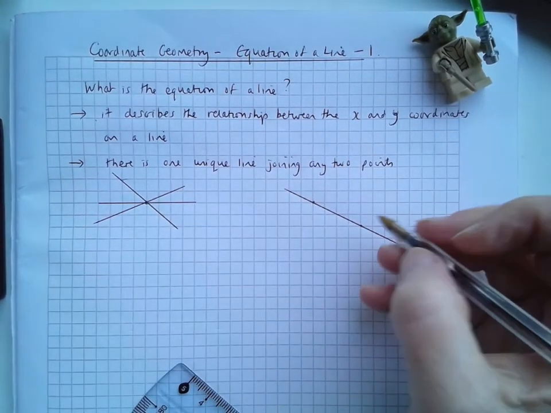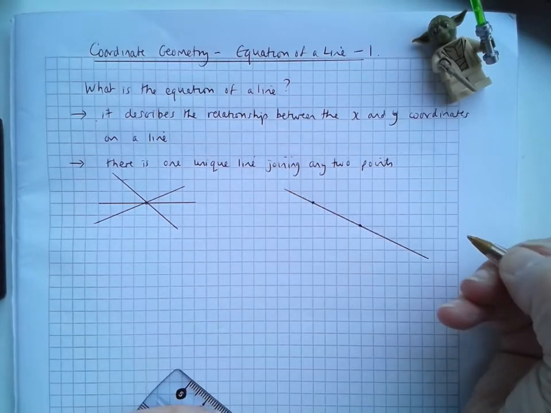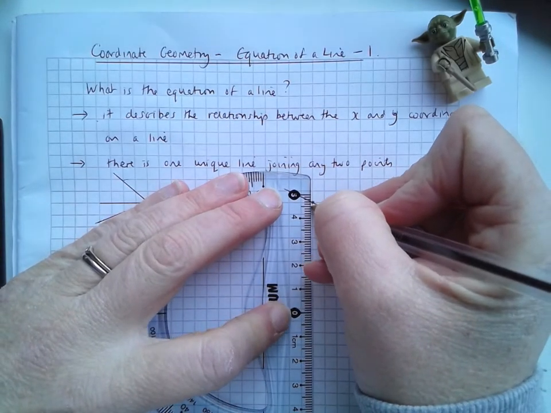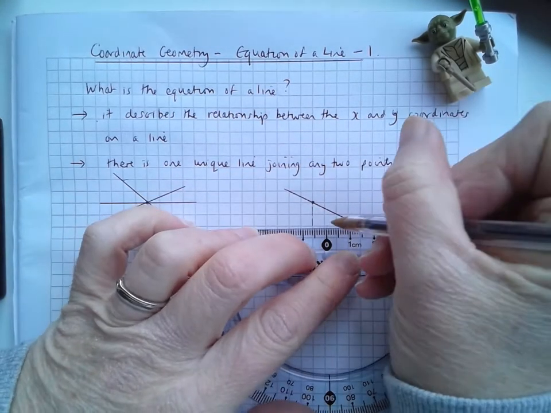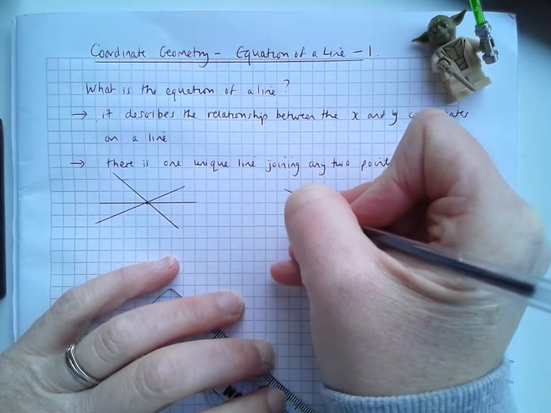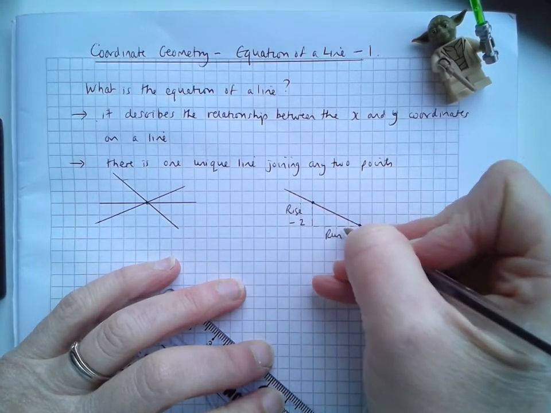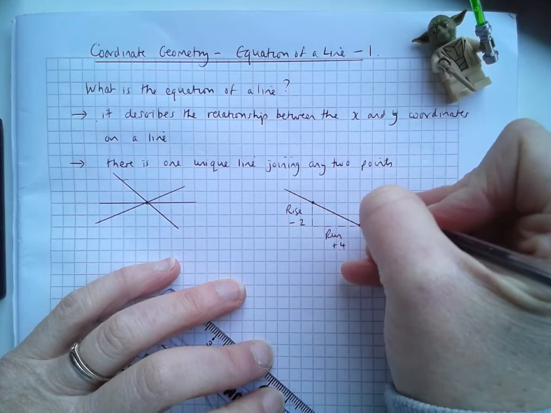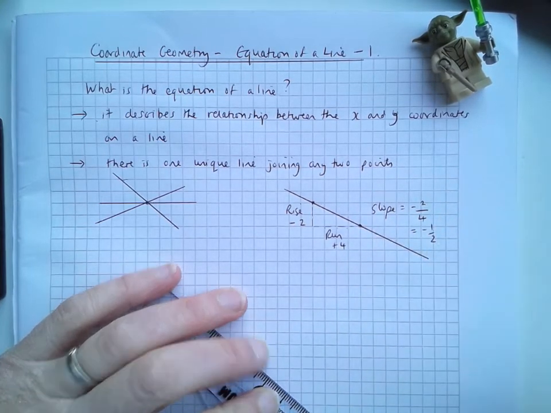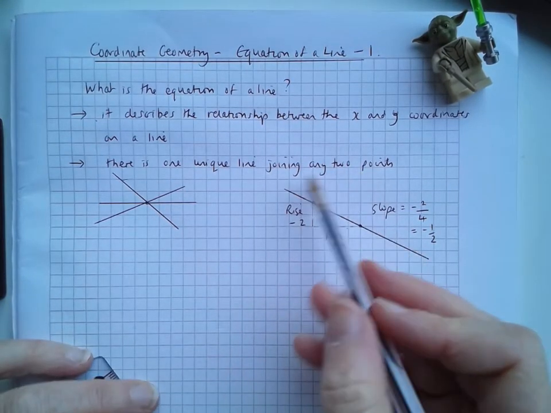And that line, as you'll see, has points on it, but it also has a particular slope. If you remember from what we were talking about before, slope is the rise over the run. So this particular line has a slope of, well, its rise is going down, so it's -2, and its run is 1, 2, 3, 4, +4. So this has a slope of -2 over 4, or -1/2. So that's the first thing: one unique line joining any 2 points.